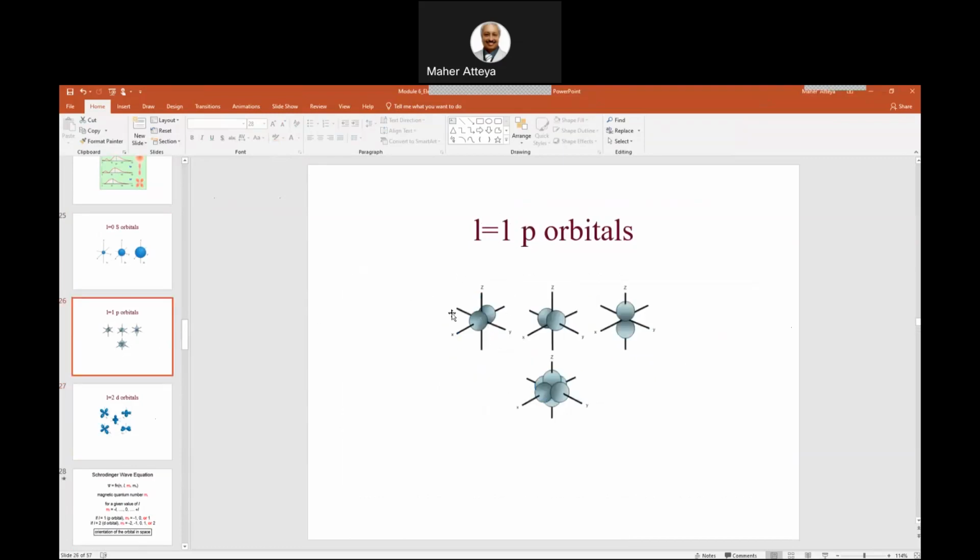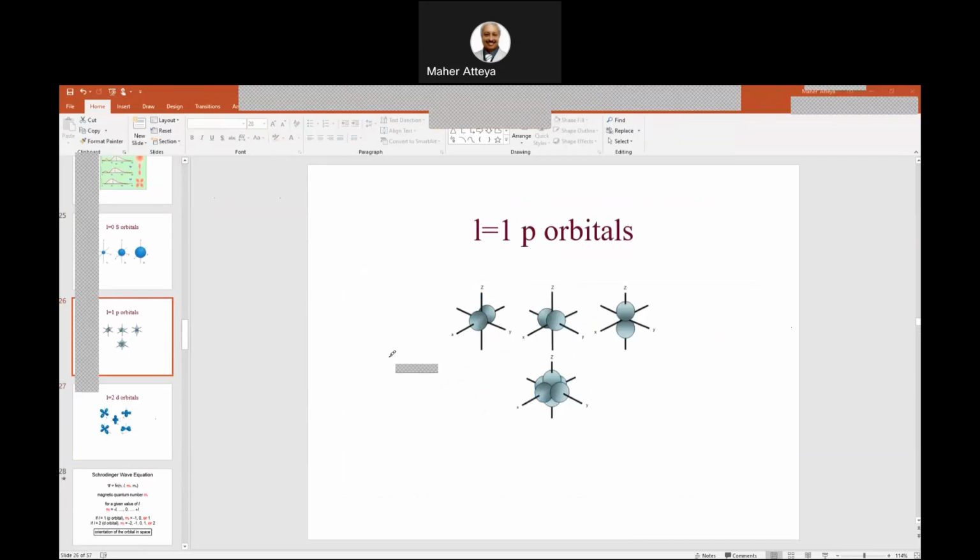How they behave, they move around the nucleus. The nucleus is in the middle, somewhere here. That's your nucleus. So L equal 1, the angular quantum number, means you don't have to memorize this.